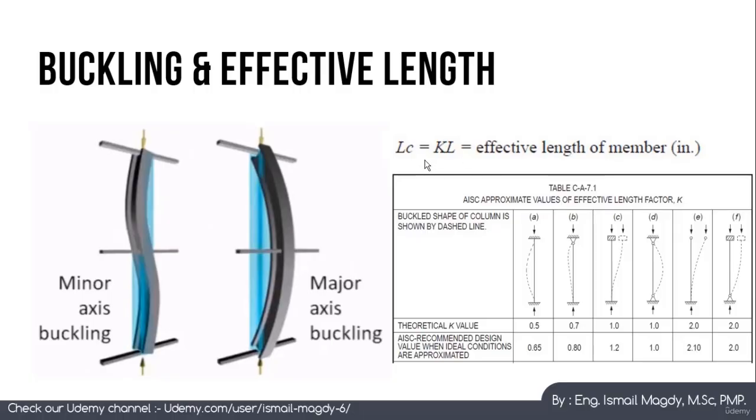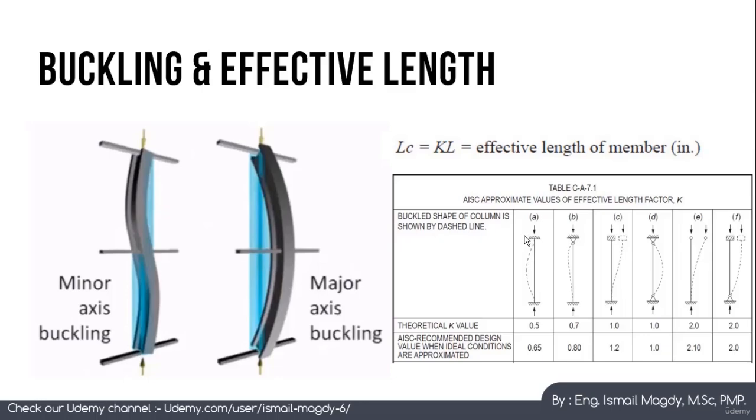And because of that, we have a new term here which is called the effective length of member, LC. This is very important, and we will need it through the whole course when we start designing the steel elements. LC, the effective length of a member, equals K multiplied by L, where L is the unbraced length of the member, and K is a factor. As you can see here, we get it from this table. It depends on the boundary condition of the beam or the column or the member itself.